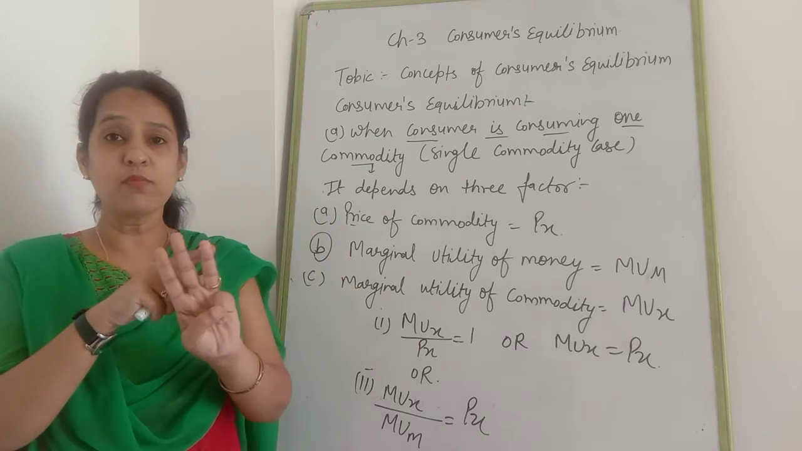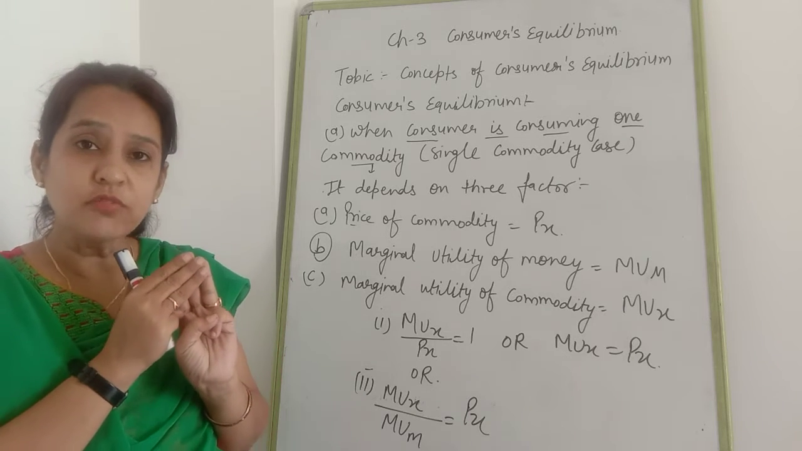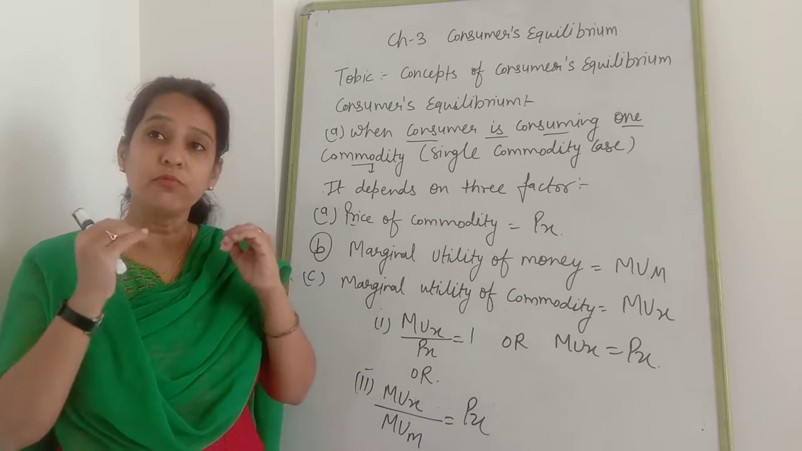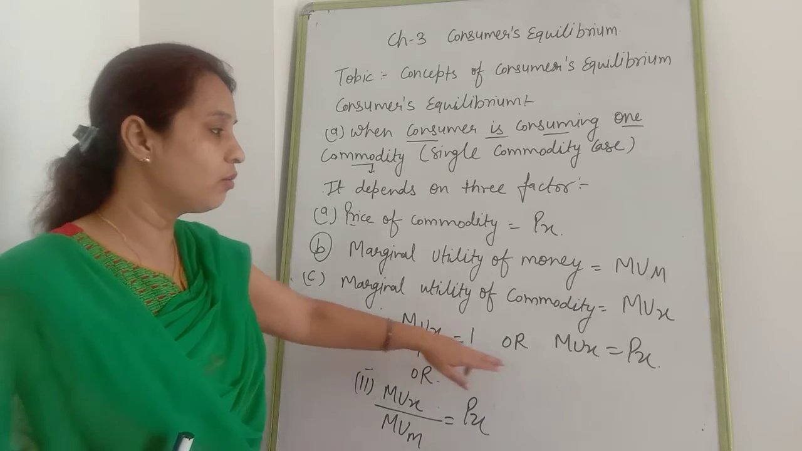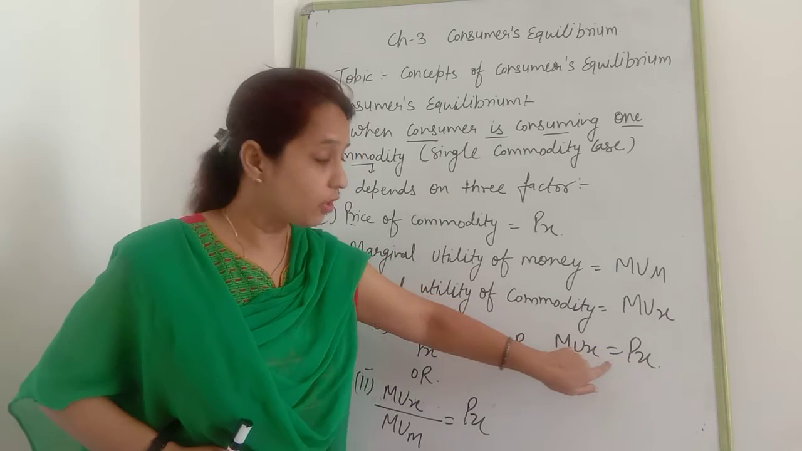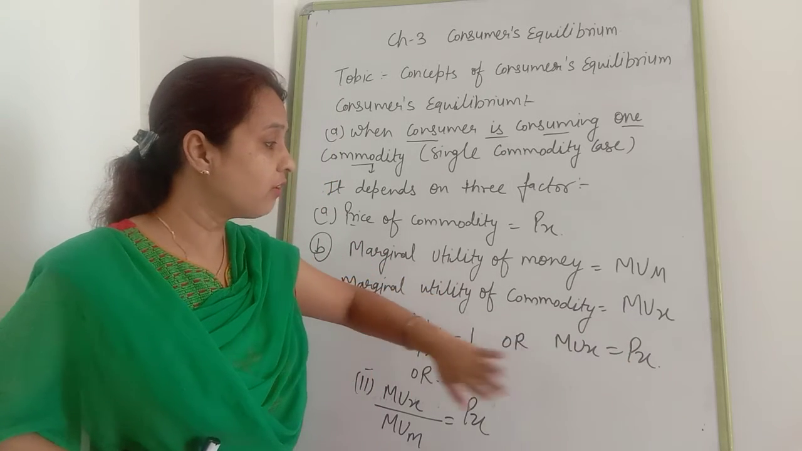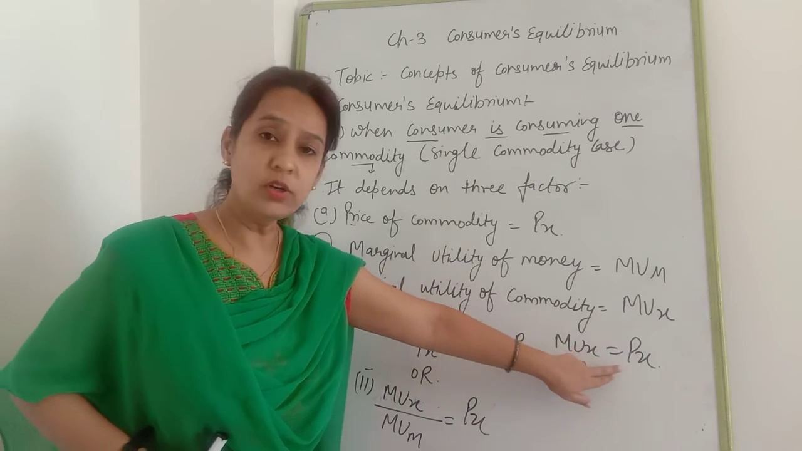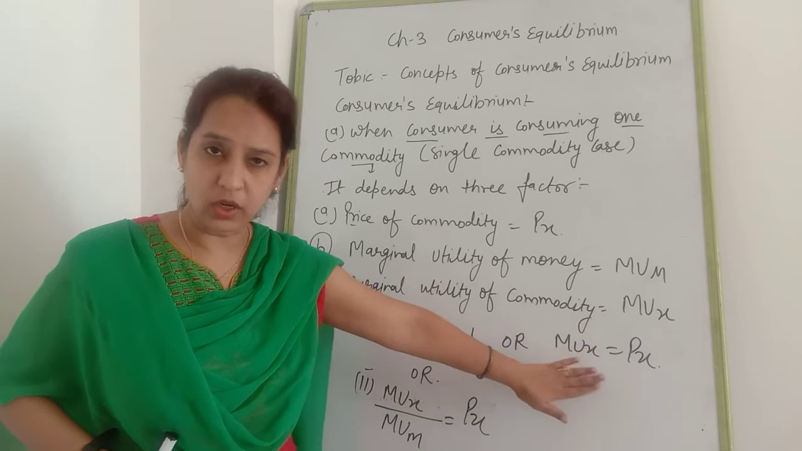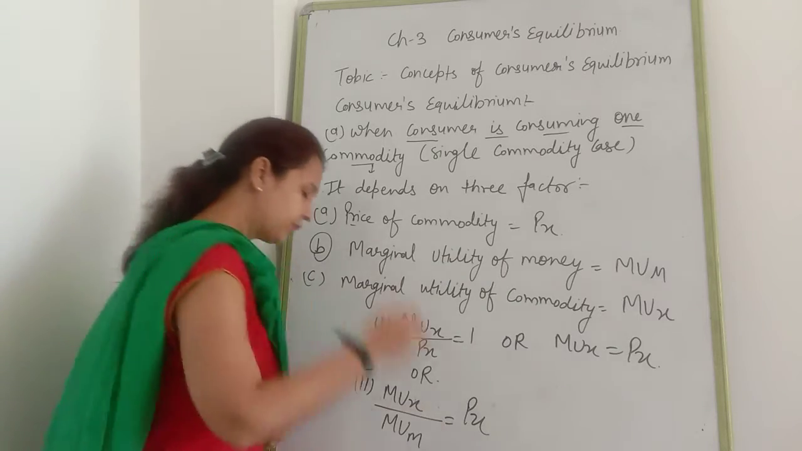How many ice creams am I going to consume? Three ice creams. Out of the three, at the third one, MUX is equal to the price, which means the additional satisfaction is equal to the price. From the third ice cream, I get the satisfaction level same: MUX equal to PX. So that will be my consumer equilibrium point. Clear? Let me explain the same example here.